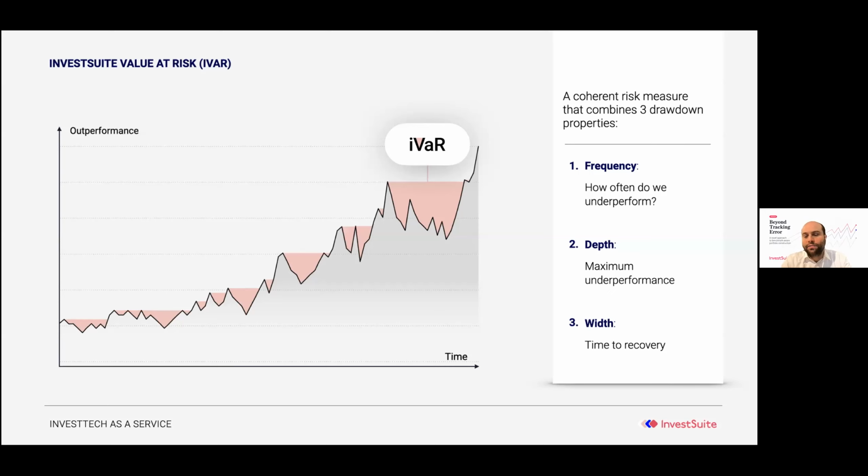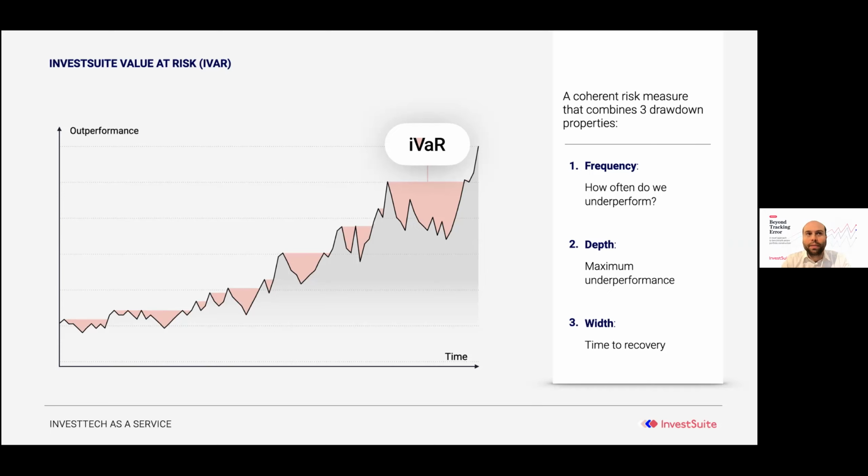So that's why in InvestSuite we have developed our own measure of risk, which we call IVAR, and it's a drawdown-based risk measure. So what we do to calculate it is we start by drawing a graph of the outperformance of a portfolio versus a benchmark. So that's what you can see as the black line. We then draw the maximum outperformance up to each point in time, which is the top of the pink areas. And then we will calculate the difference between the two.